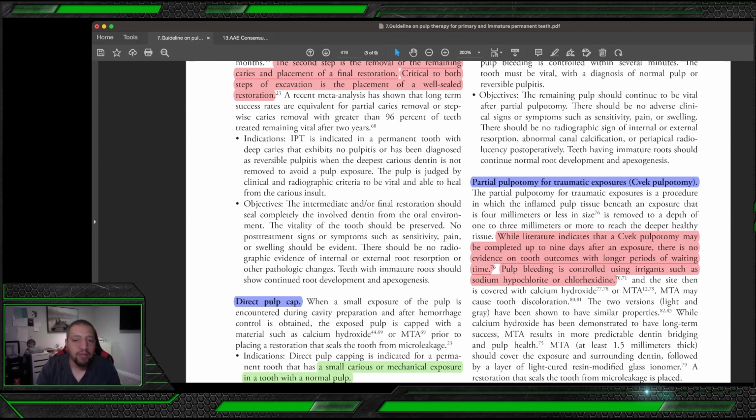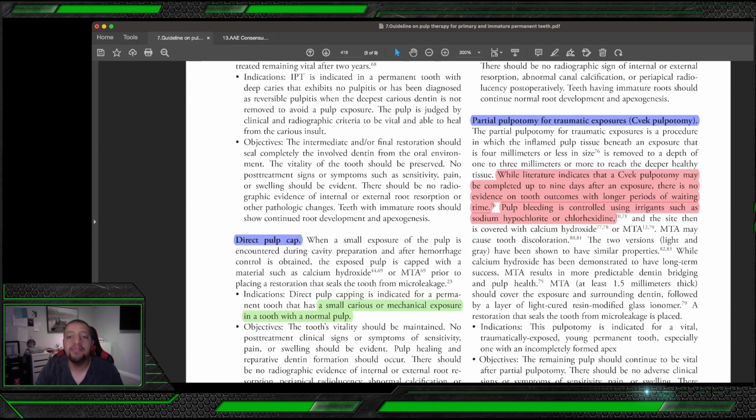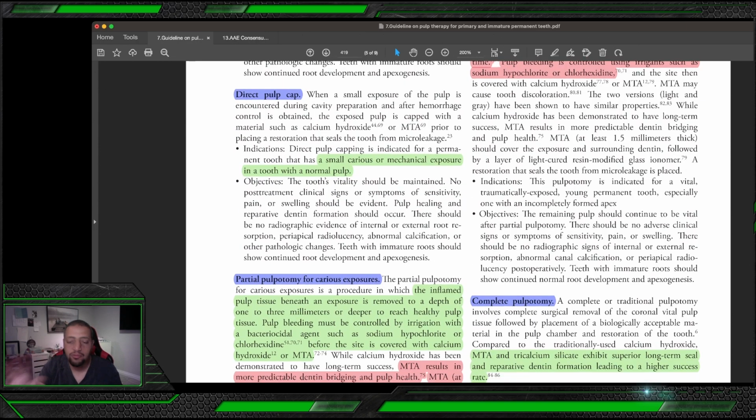And then it's the same line of treatment, partial pulpotomy, but for traumatic exposure. I think there is a dentist called Cvek, and he said, okay, well, you can use this one for trauma also. And he insisted on putting his name on this line of treatment. So it's the same everything, but the line of treatment is indicated for trauma, not inside the clinic while you're removing the caries. And then the bleeding should be controlled using an irrigant such as sodium hypochlorite or chlorhexidine. And then you're going to use MTA at least 1.5. It's the same story, everything.